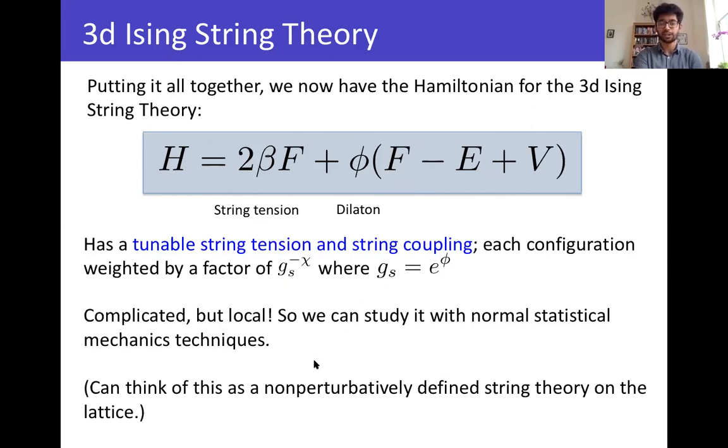Okay, so this is a complicated Hamiltonian to write down in terms of spin operators, but it's a perfectly fine local thing with complicated local spin-spin interactions. So we can now study this with normal statistical mechanical techniques. And that's what I'm going to do for the rest of this talk.